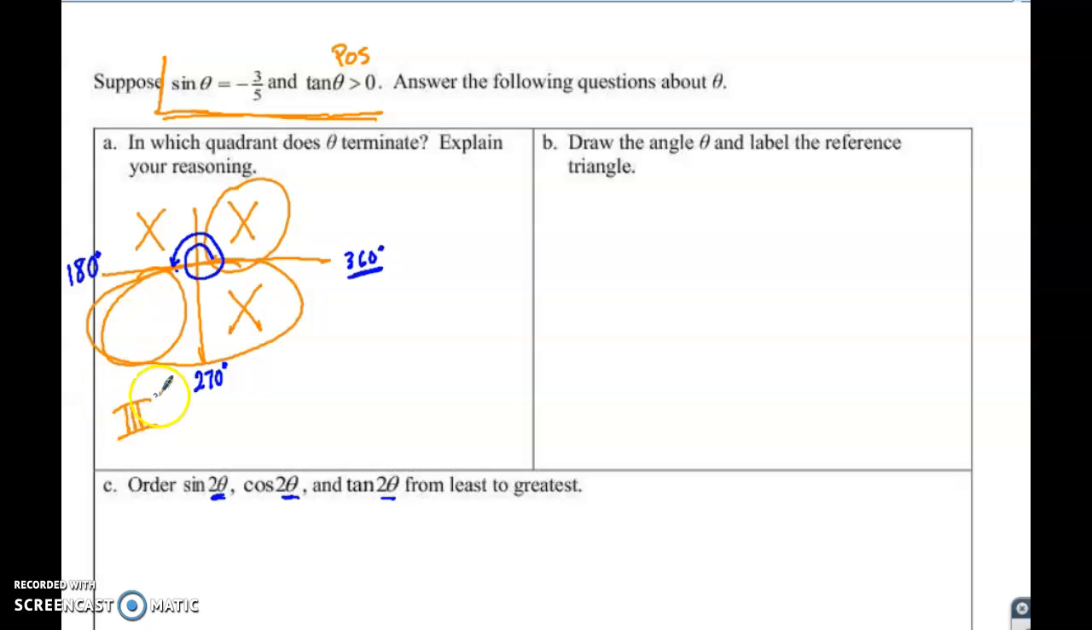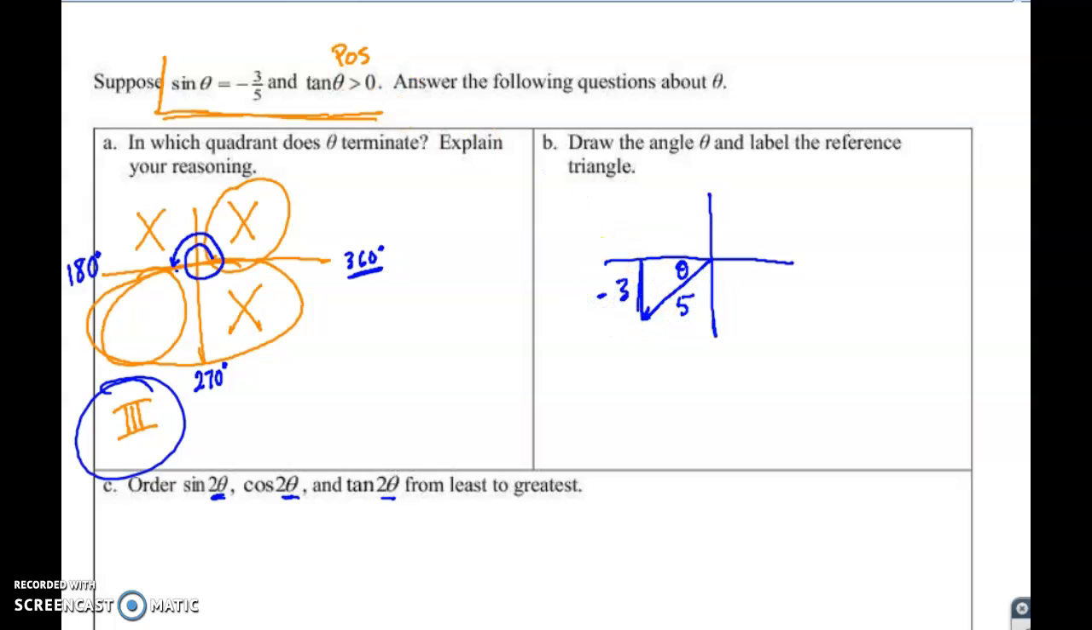Okay, so we're in quadrant 3, and I think the picture is better than explaining in words. That's my opinion. Your future professor might not agree with me. So we established we're in the third quadrant, so I want you to draw the angle. The reference angle would be here, made with the x-axis. And then I want to see the triangle, that sine is opposite over hypotenuse.